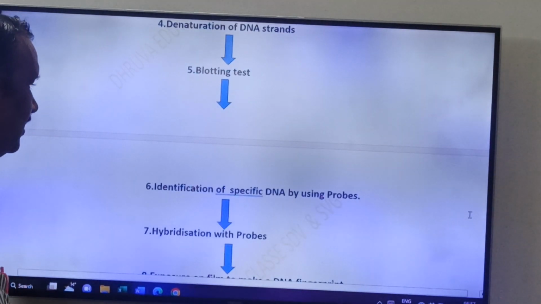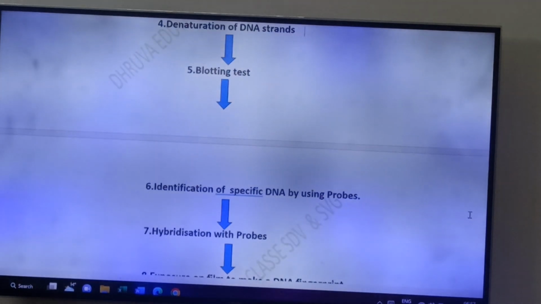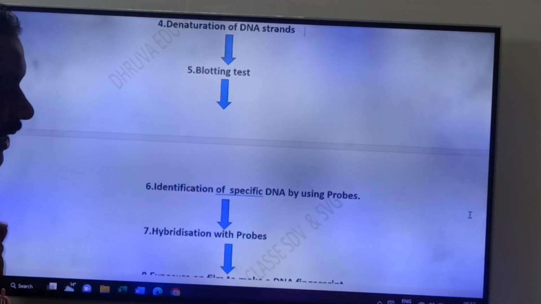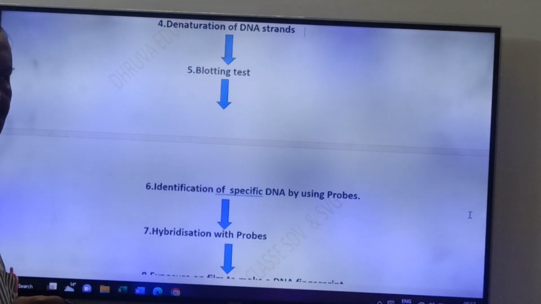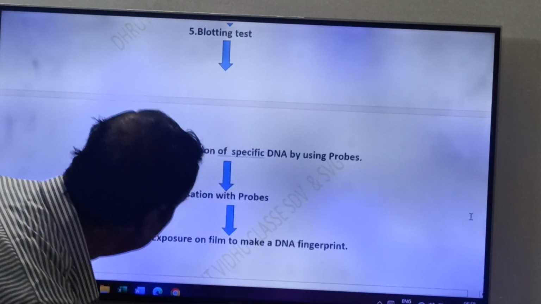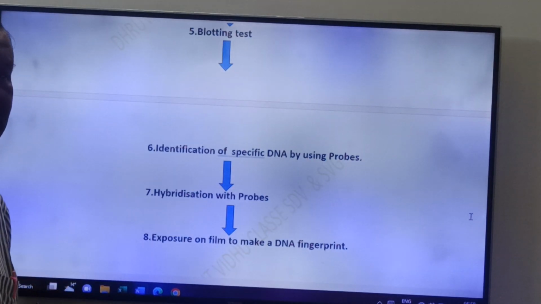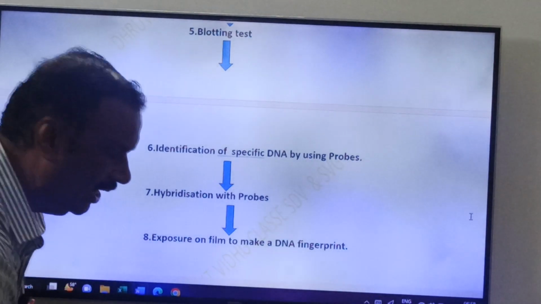Sixth one, identification of specific DNA by using probes. Seventh one, hybridization with probes. Eighth one, friends, exposure on film to make a DNA fingerprint. So a total of 8 steps are there, friends. Now we take them one by one, friends.